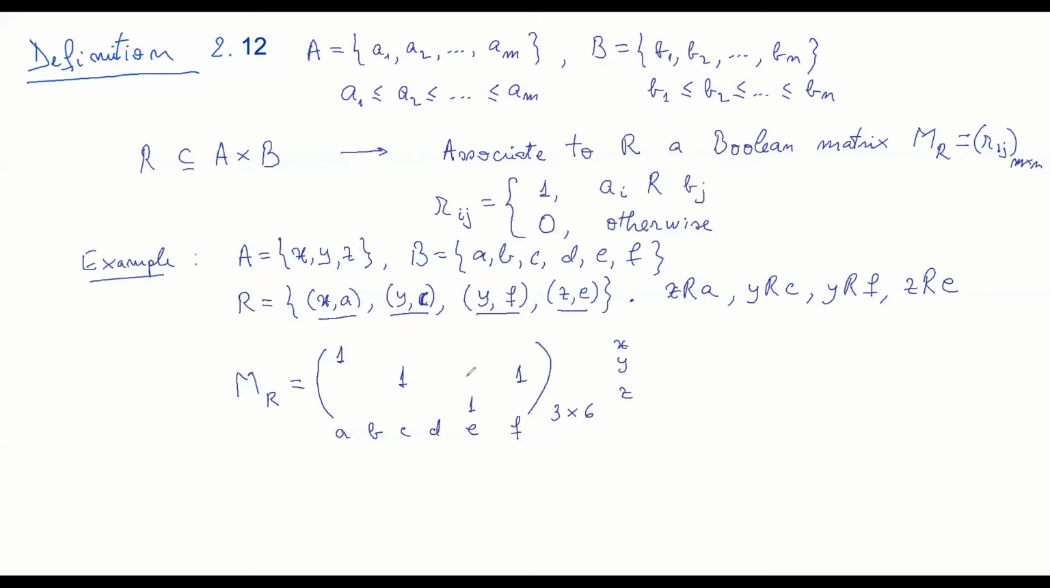And everything else is 0 because R only has 4 elements. In this matrix, I'm going to have only 4 positions in which I have a 1. All the other ones are 0. So I'm now filling in all the other positions. And that's going to make up the matrix MR corresponding to relation R.